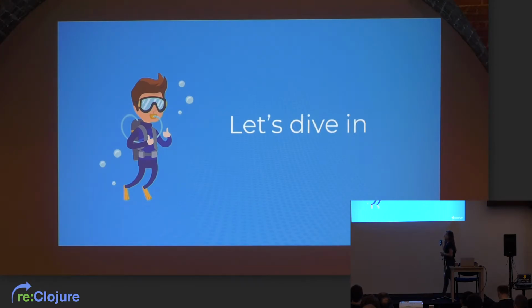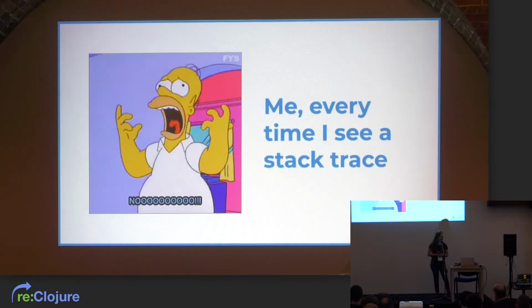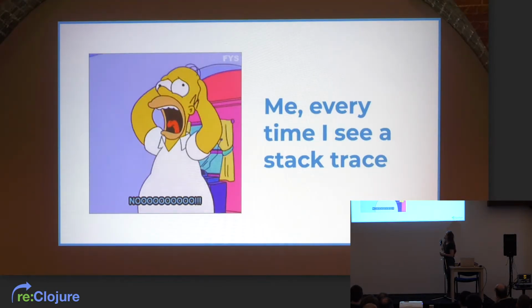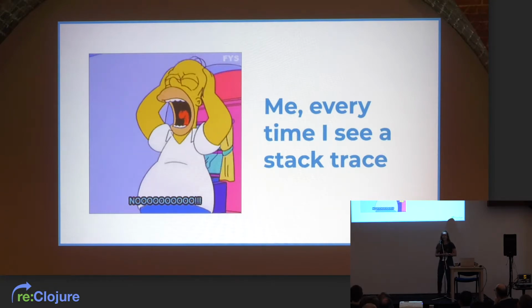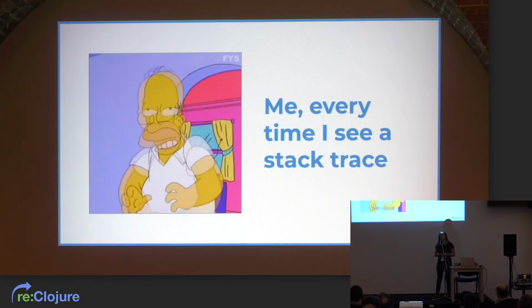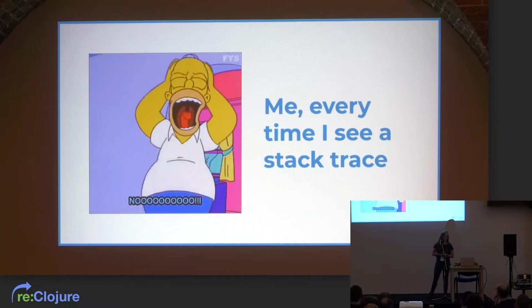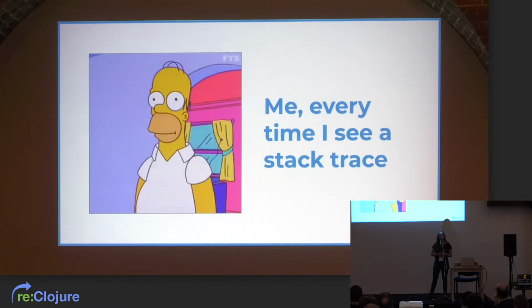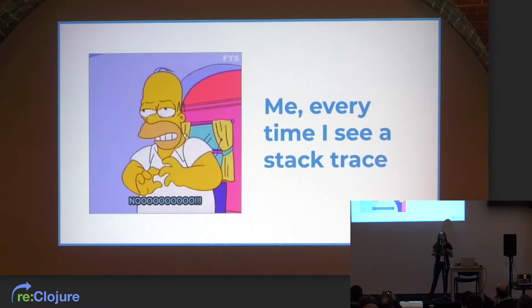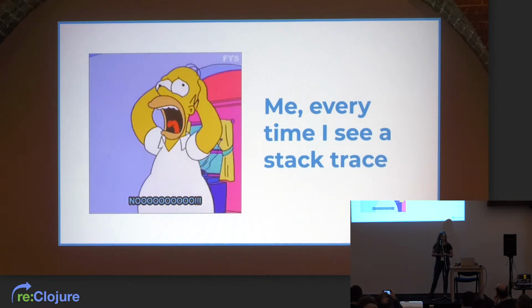We can start with the worst thing that can happen to a developer, and especially to a Clojure developer: the stack trace. So this is me. Every time I see a stack trace, I know that Homer Simpson and I kind of look alike. But yeah, we all know this feeling, especially when it's a Clojure stack trace.